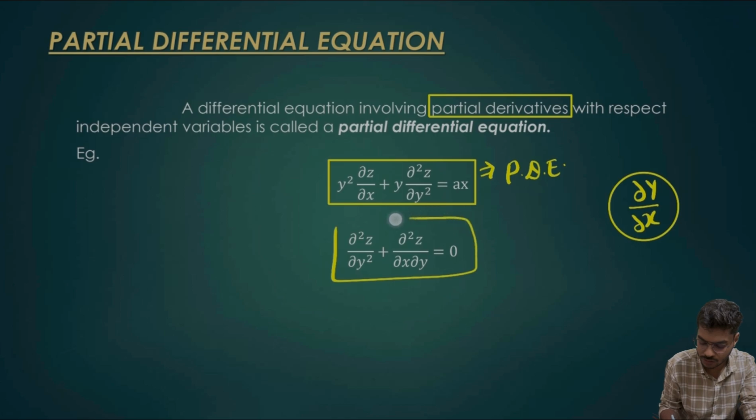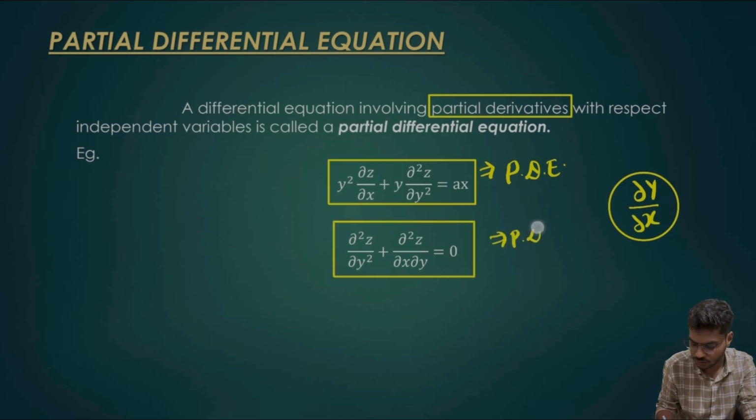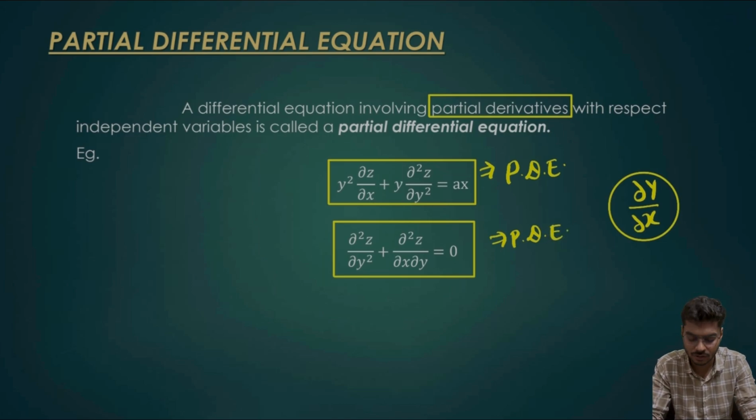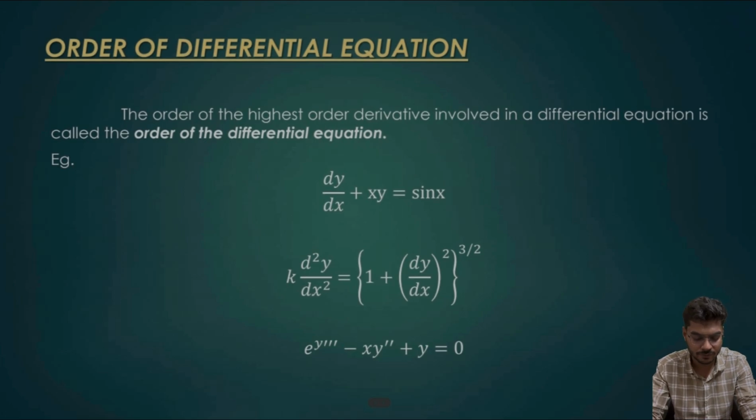The second one is also known as partial differential equation. This is not our JEE Mains level, so we will not go deep into what a partial differential equation is. We will only discuss what an ordinary differential equation is. So if we have a differential equation, how do we find its order?